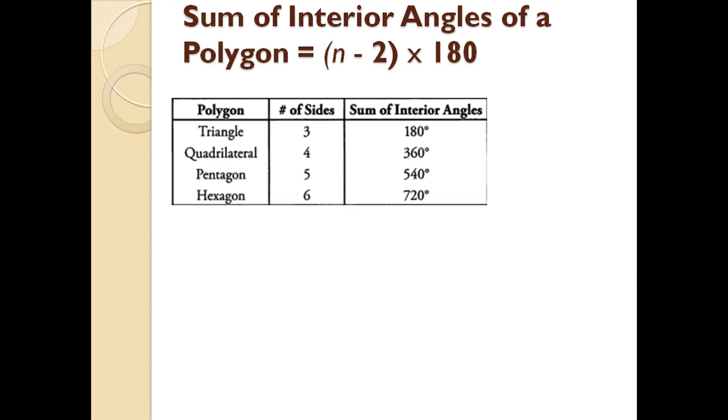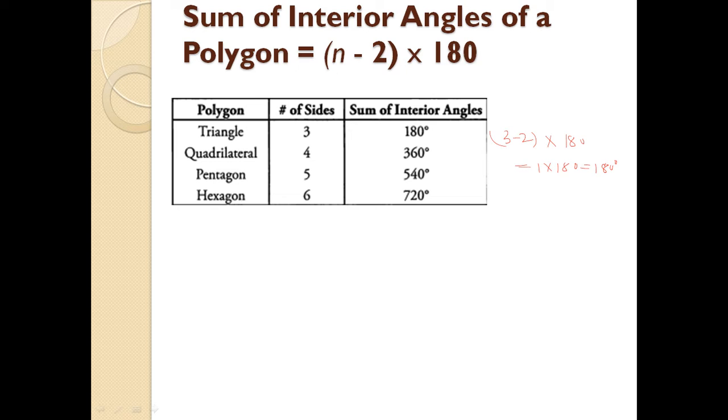For example, for a triangle we have three sides and the sum of the interior angles is 180 degrees. How? Our formula is (n minus 2) into 180 degrees. So n is 3, 3 minus 2 into 180 degrees. This is 1 into 180 degrees, that is 180 degrees.